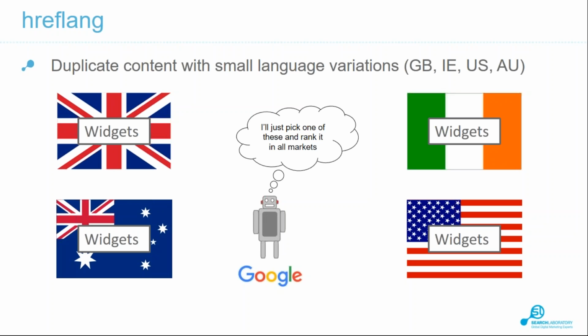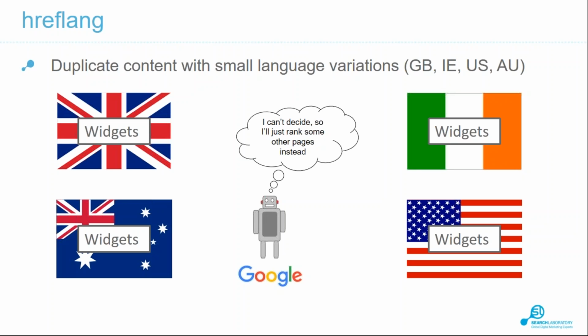And if you're a primarily UK-based company and Google suddenly decides to rank your American content within google.co.uk, that's going to have a serious impact on your click-through rates and the engagement rates of your content. So that's certainly something that we want to avoid.